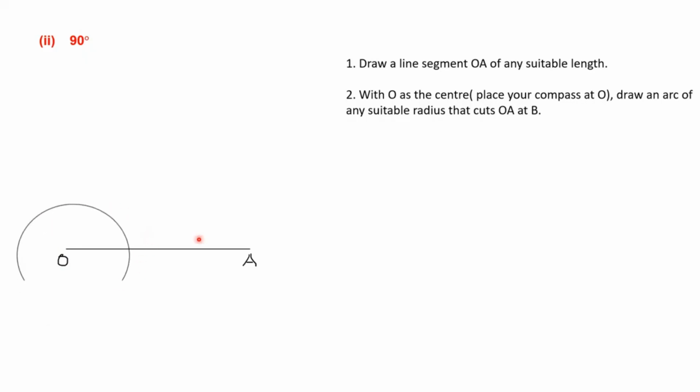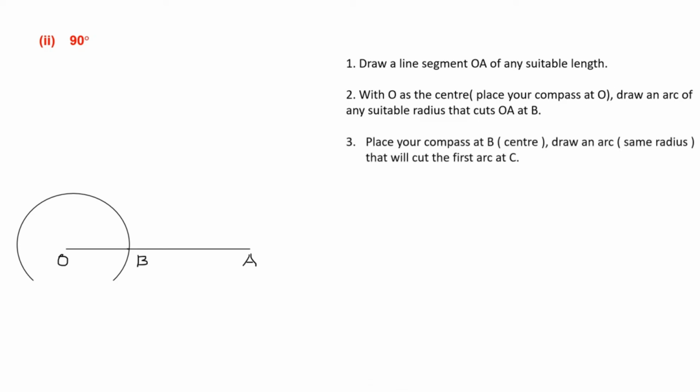So let's draw that arc. So we have a full arc there. We've drawn one and cut, that is cutting OA at a point B. Now, next step. Place your compass at B now. So now B is going to be used as the center. First we placed it at O. Now we are placing it at B.